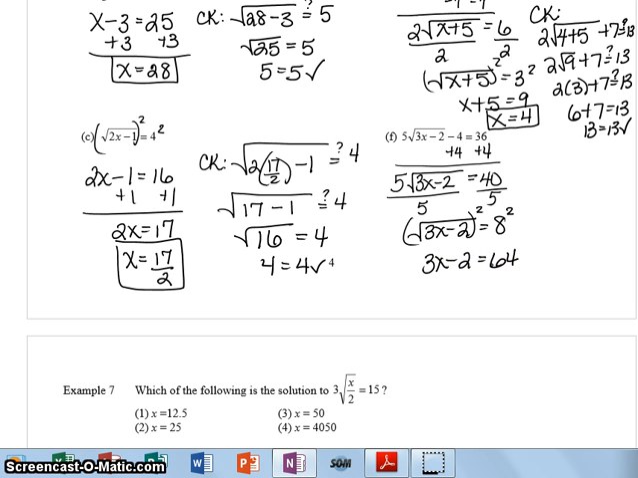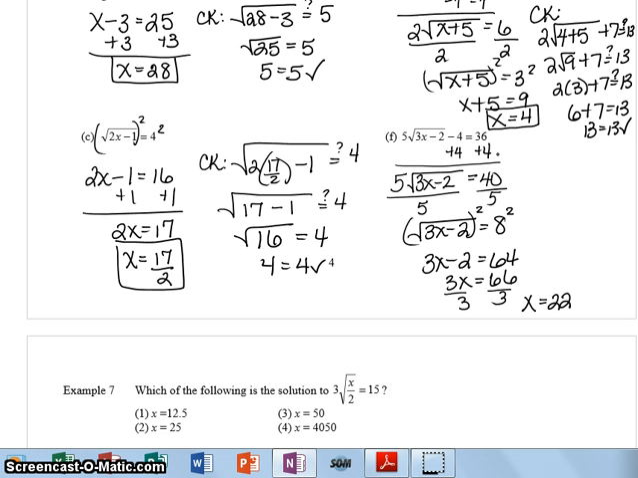Add 2 to both sides, and I get 3x equals 66. Divide both sides by 3, and I'm going to get x equals 22.